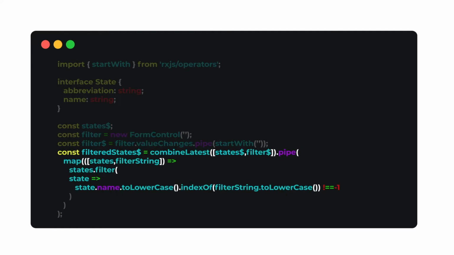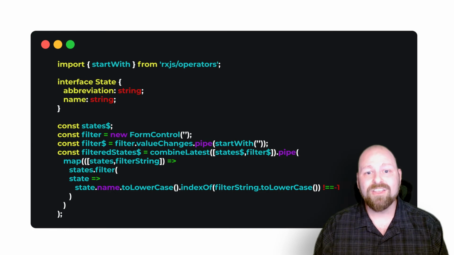We finish off by combining the latest from the states observable and filter value changes observable. Using this approach allows us one source of truth for states. This eliminates the headache of maintaining two separate state lists, the complete list and the list of filtered states.